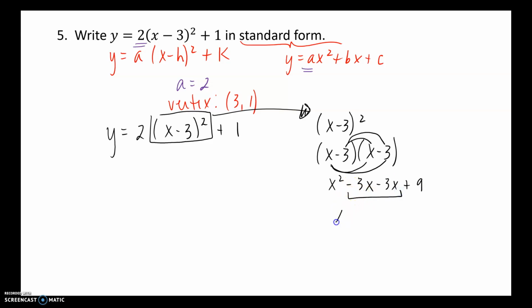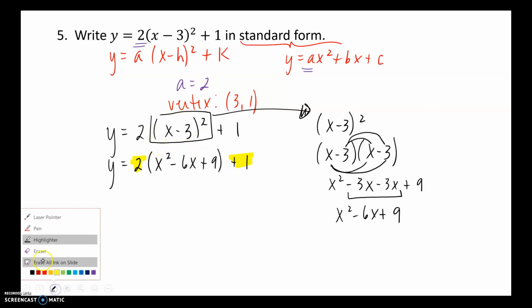Now I combine my outer and my inner. Hopefully this doesn't seem foreign to you. We've been doing this as we've been practicing factoring. So x minus 3 squared gives me x squared minus 6x plus 9. Now notice the other stuff around it stays the same. I've only done my little bit of side work there. All right, pause the video. I want you to try the next step.